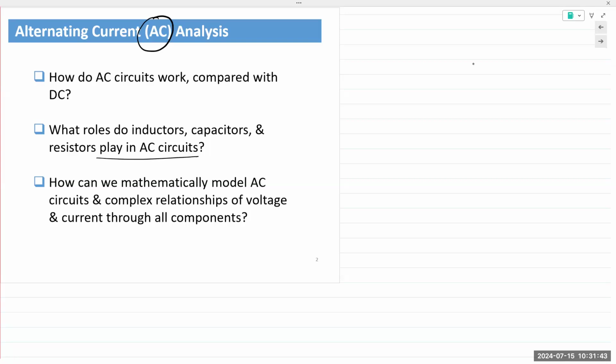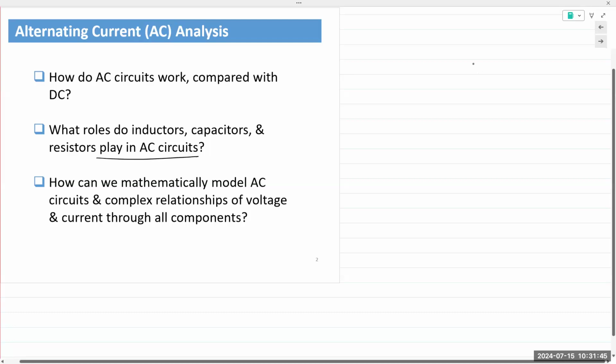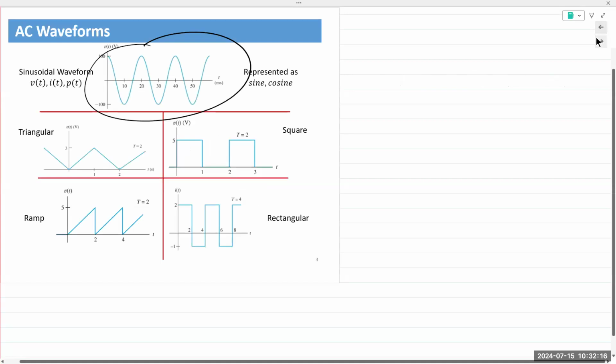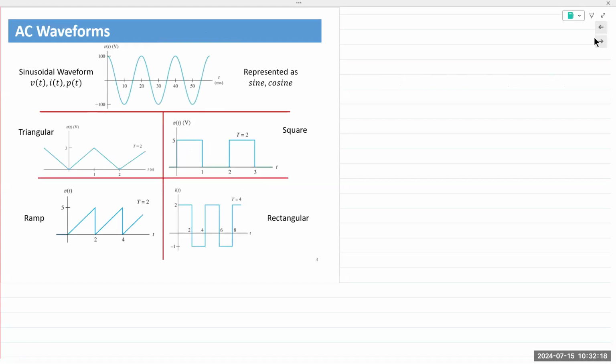So the first thing I would like to point out is that what makes this an AC circuit or an AC analysis is basically the source. The components are still the same. Resistors, inductors, and capacitors are still the same. There is no difference. But what makes it an AC circuit is the source. So if the source is AC, meaning alternating, then we refer to it as an AC circuit. And here are some examples of AC waveforms.